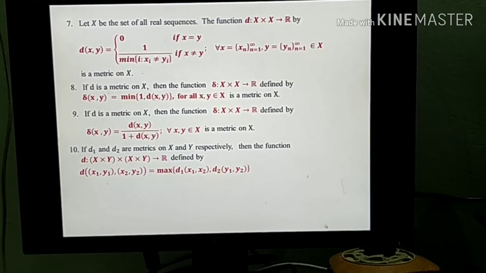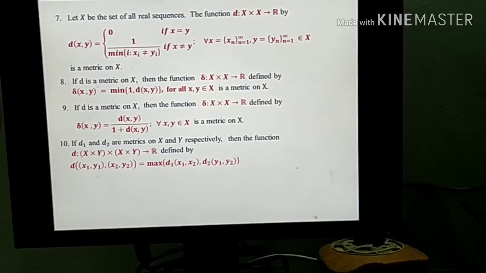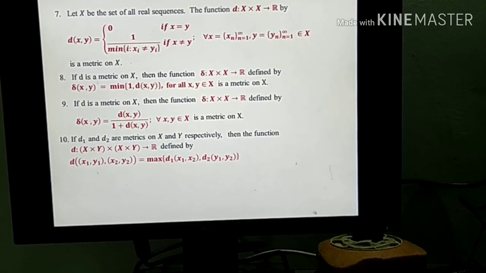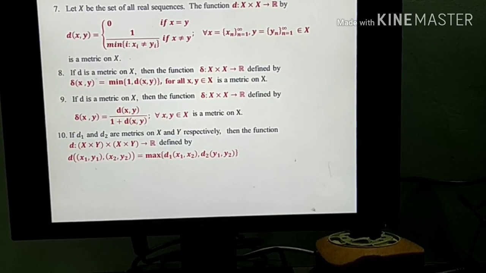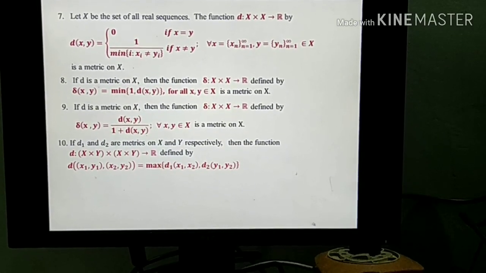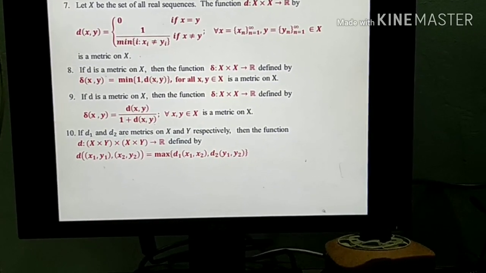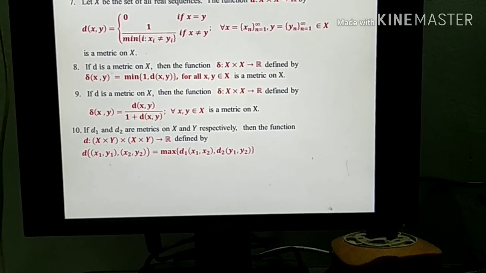We can easily observe that as d1(x1, x2) and d2(y1, y2) cannot be negative, their maximum cannot be negative, and therefore d((x1, y1), (x2, y2)) cannot be negative. It is always greater than or equal to 0. The first property is satisfied by d.